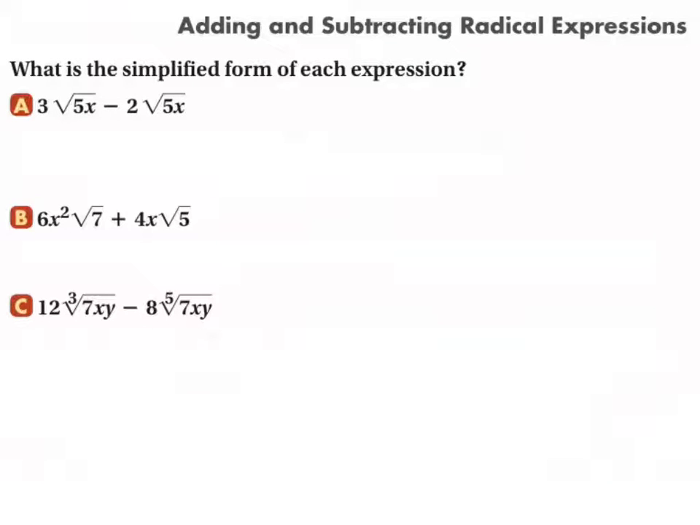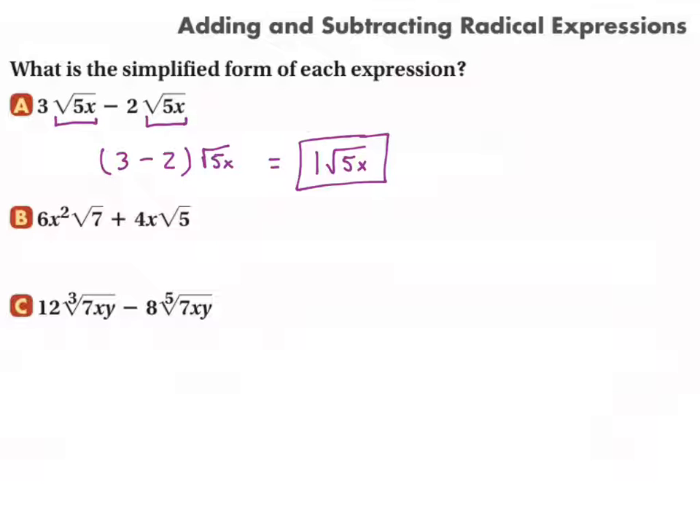In this example, we'll notice that underneath the radical, you've got 5x and 5x. Since that's the case, we can treat these kind of like a variable, and we're going to keep them as the square root of 5x, but then we're going to take the 3 and subtract 2 from it. So 3 minus 2 is going to give us 1, so we end up with 1 square root of 5x. That is our simplified form.